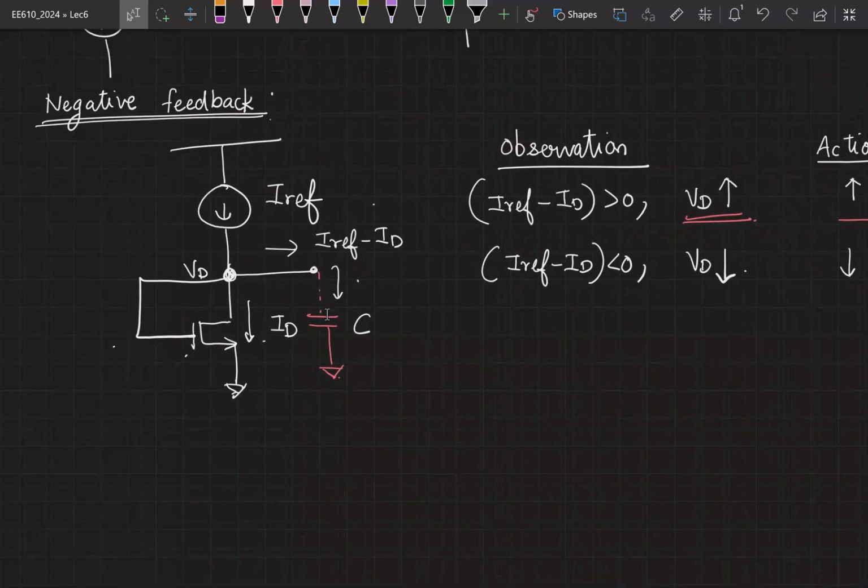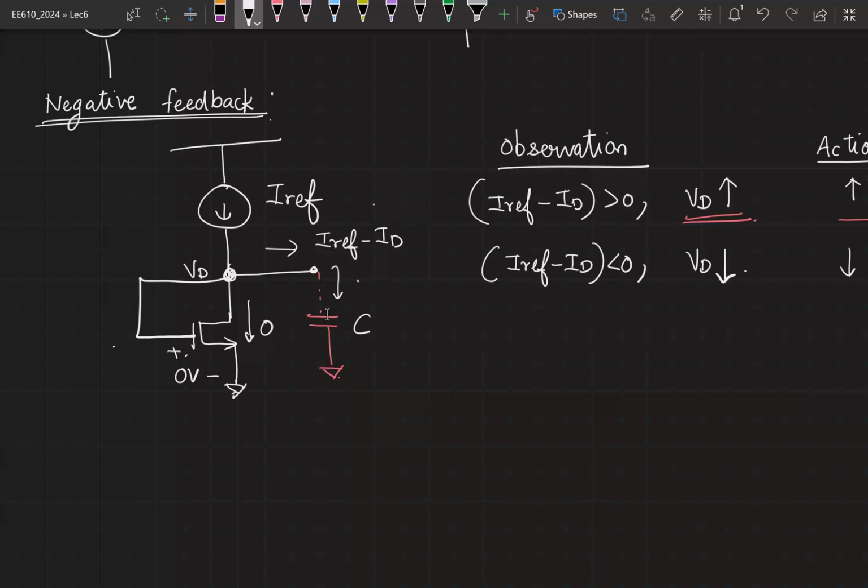If ID is equal to I, then VGS will not be? VGS will be 0 is what you're telling me. So, let's assume that VGS is equal to 0 volt. Then what is the value of the current? Current will be 0. If VGS is 0, you always have to calculate the current based on the VGS value.